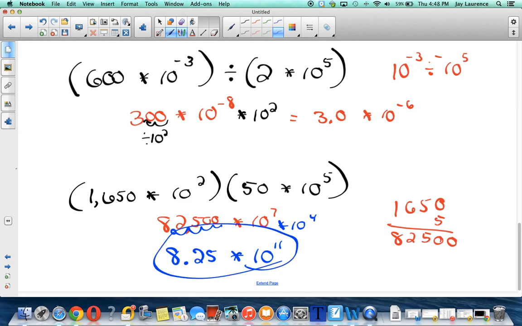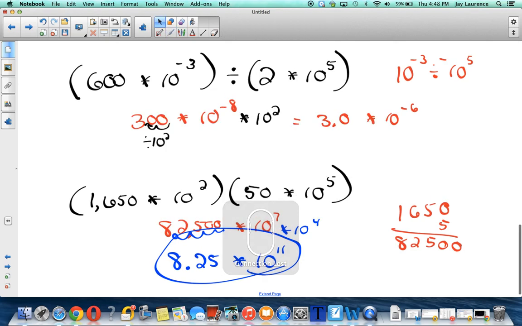Piece of cake! All right, ladies and gentlemen, that is it for multiplying and dividing in scientific notation.